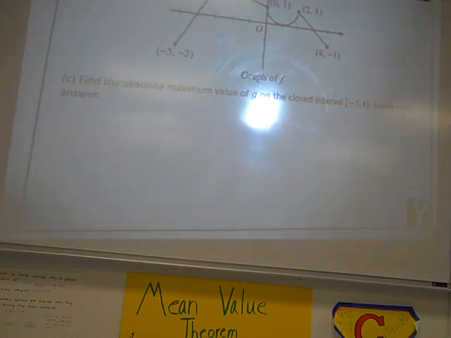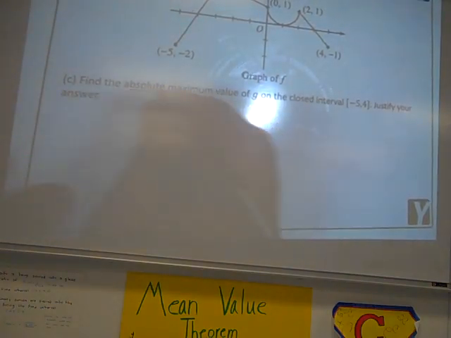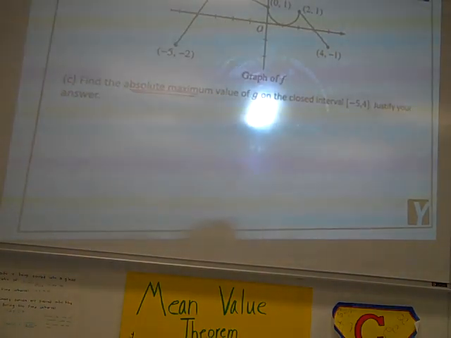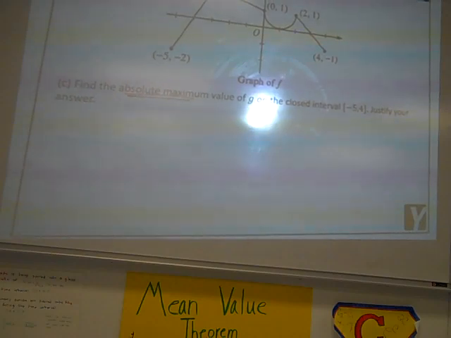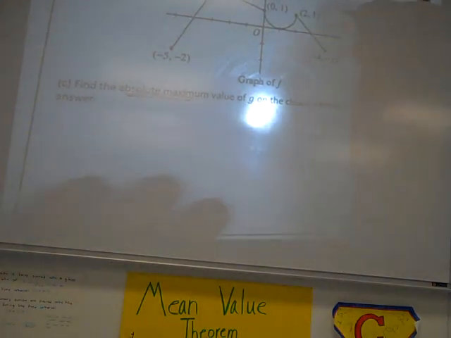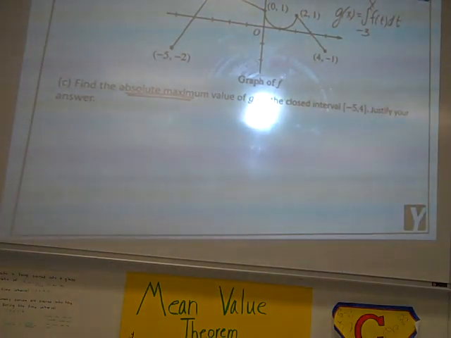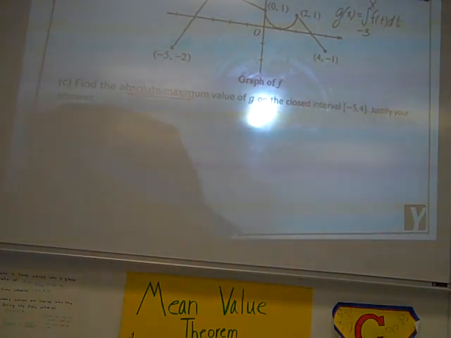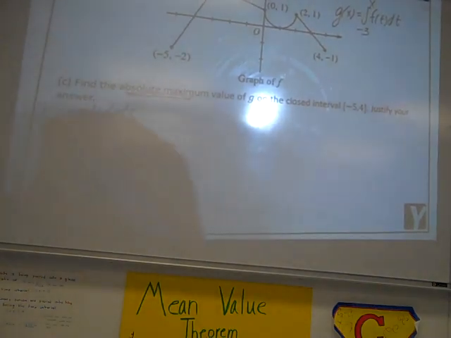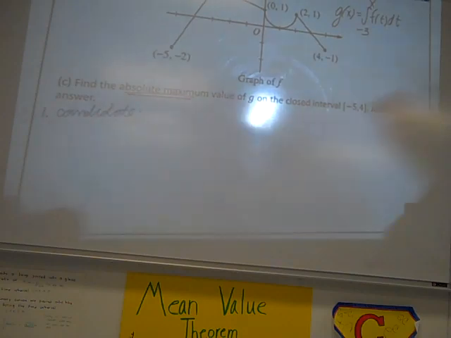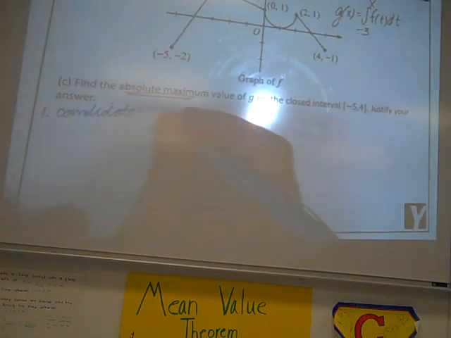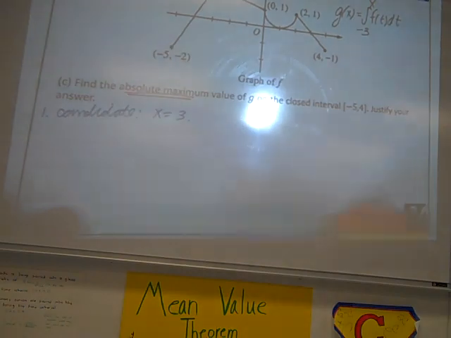Let's move on to part C. Find the absolute maximum value of g on that closed interval. And again, I want to make sure I've got the right function. G is your integral from -3 to x of f of t dt. Absolute maximum. Let's go through that process. Step 1. Candidate. Where might I have an absolute maximum? I think we already did that in part B. And we said that was going to happen at x equals 3.